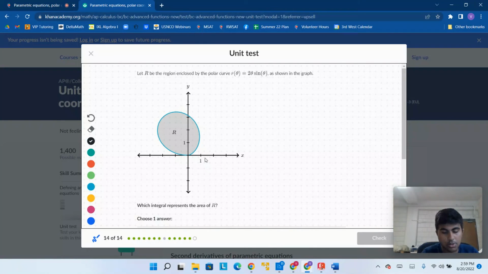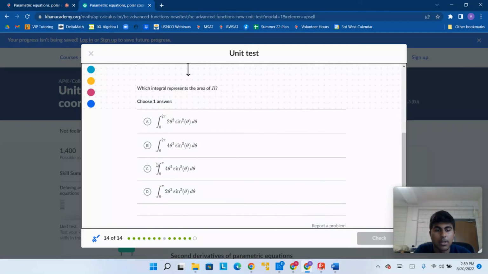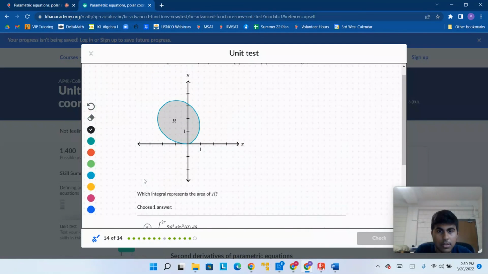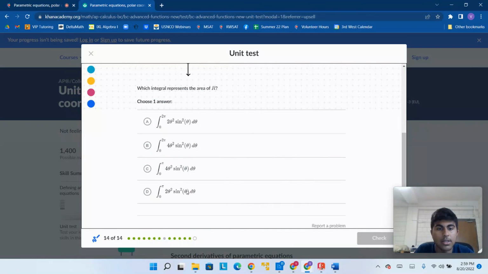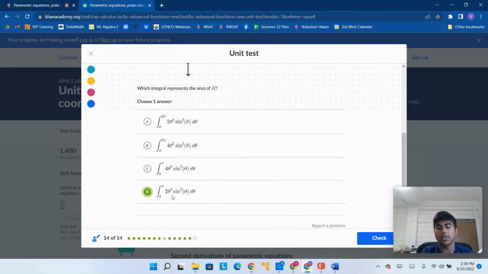If I try to do less of it, like 7 pi over 8, then I only get part of it. So I'm really just going from 0 to pi. So from 0 to pi, I square this and I get 4 theta squared sine squared theta, and then I have to divide by 2, so I end up with that. And that is our answer.